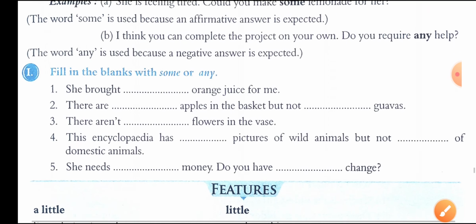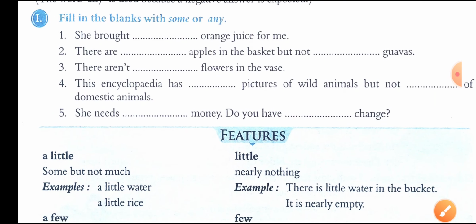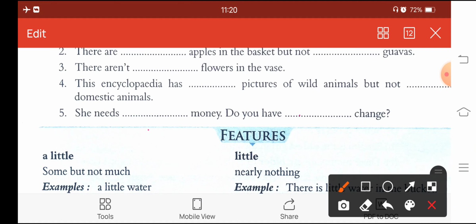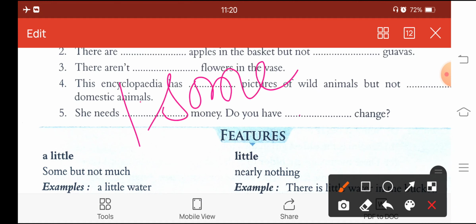Now let's see the exercise. Fill in the blanks with some and any. She brought dash orange juice for me. So here the sentence is what? Simple sentence, it is not interrogative. So she brought some orange juice for me. So the first answer is what here? Some. Some orange juice for me, right?